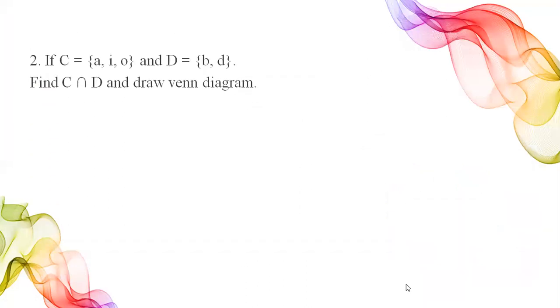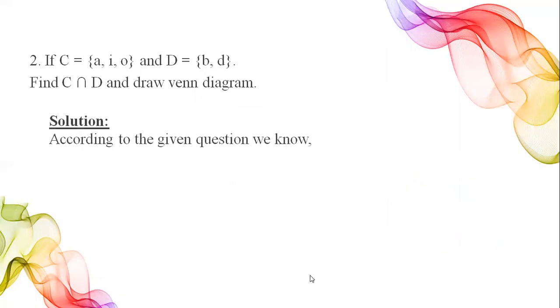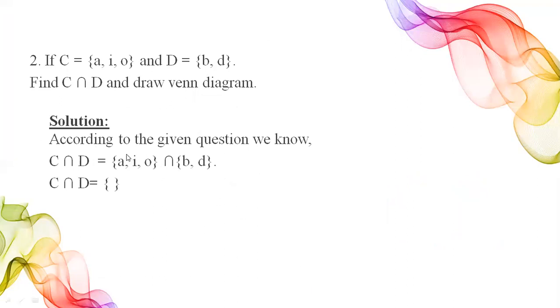Moving toward the next example: C is A, E, I, O, and D contains B and D. We have to find C intersection D and draw the Venn diagram. All right. So you know how to find the intersection. The intersection means the elements which are common in both the sets. But we can see that there is no element which is common in both the sets. So the answer will be the empty set or null set, meaning containing no elements. We cannot write down 0 here, so we keep our curly brackets empty, which represents the empty set.